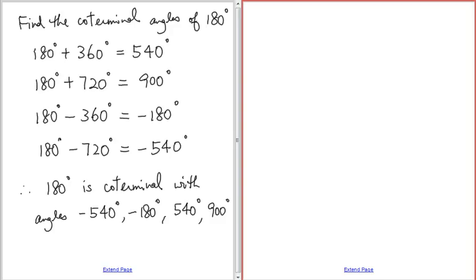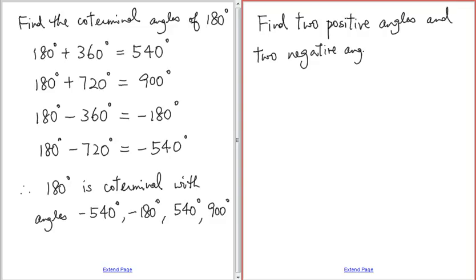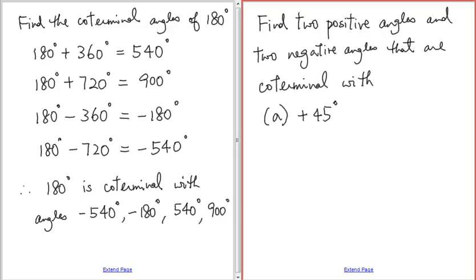So now let's take a look at this one. Can we find two positive angles and two negative angles that are coterminal with A, positive 45°, and B, negative pi over 6. What's the unit? Radian, right?